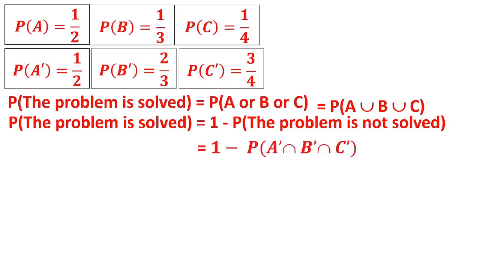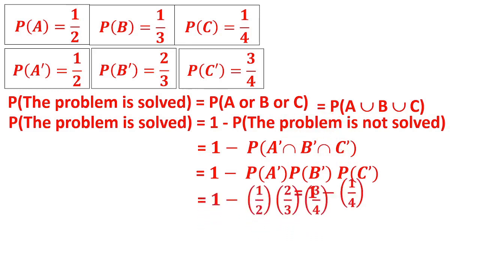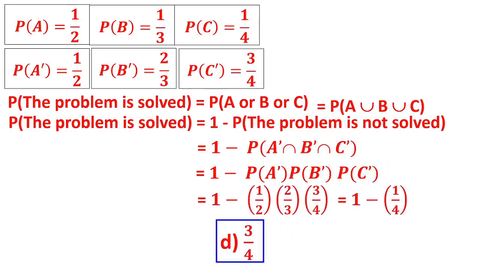Not solved by A, not solved by B, and not solved by C. We are having that A dash, B dash, C dash with us. Substitute them. The final answer is 3 by 4. Very interesting question. Now remember that A union B union C will be lengthy.